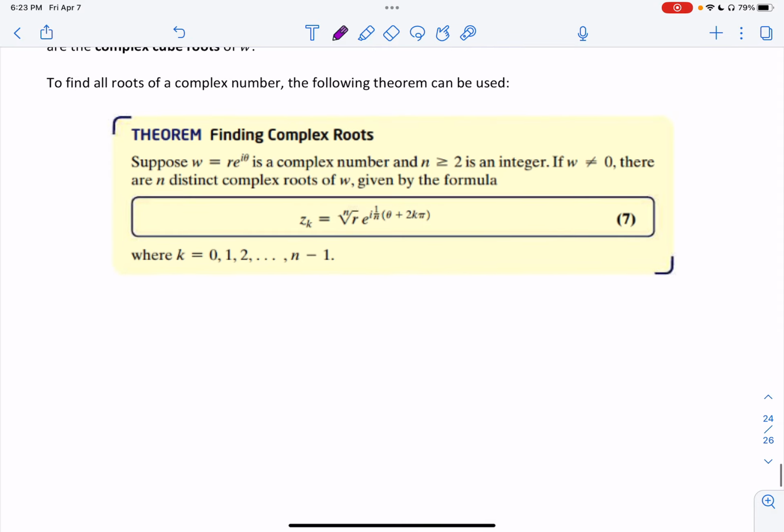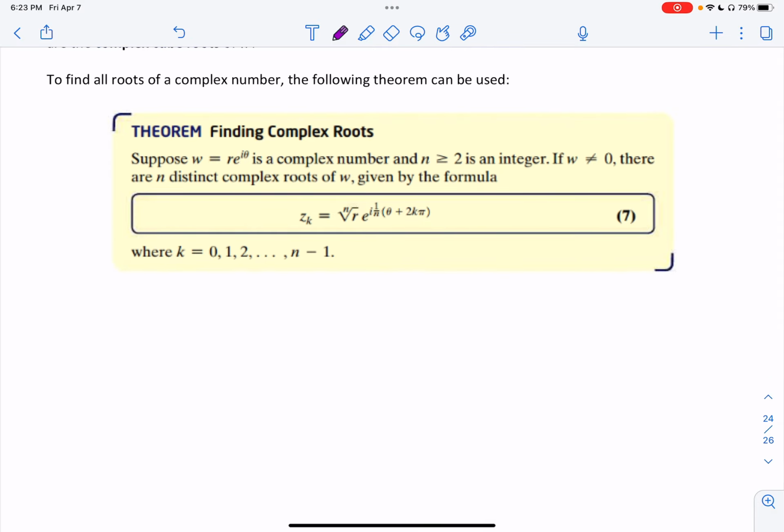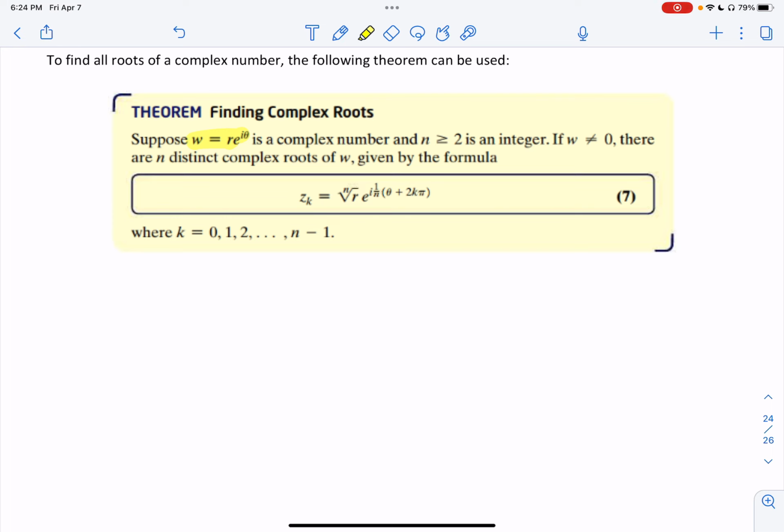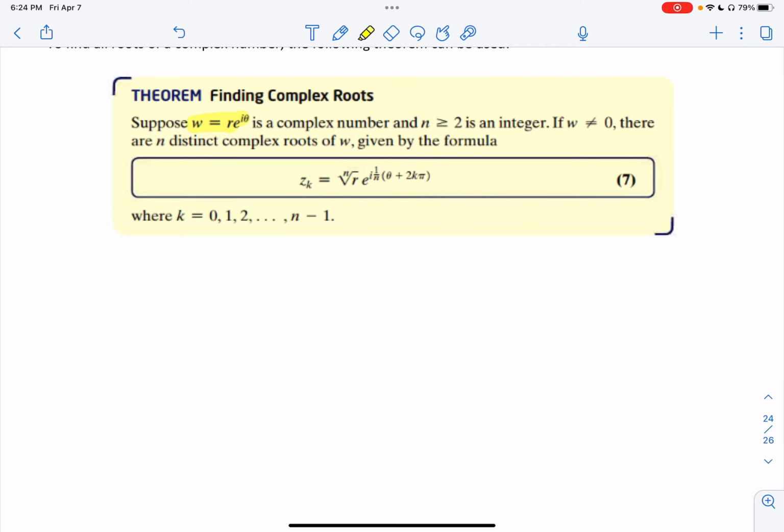To find all of the roots of a complex number, the following theorem is used. If we have w equals r e to the i theta, again you see that's my complex number in exponential form, and n greater than or equal to 2 is an integer, and assuming that w does not equal 0, there are n distinct complex roots for w given by the formula z sub k equals the nth root of r times e to the i times 1 over n times theta plus 2k pi, where k equals 0, 1, 2, and all the way up to n minus 1. All right, so that's wonderful.